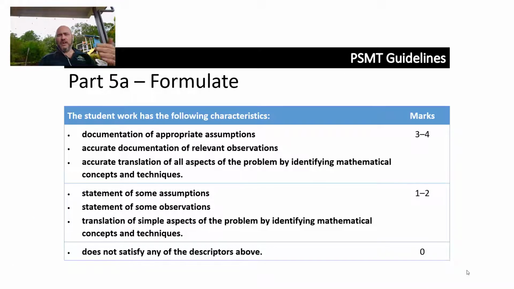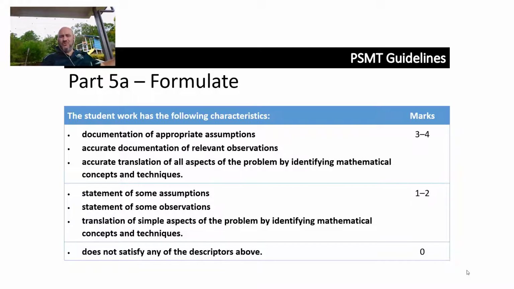Formulate is the first one, as according to the modelling and problem solving flowchart. So in Formulate you can get up to 4 marks. Now I'm going to be honest with you, the first 2 marks are pretty trivial. You just make some comments about stuff, talk about how you're going to solve it really briefly. Doesn't even have to be that accurate, and you're going to get the first 2 marks. It's pretty hard to not get 2 marks out of 4 here.